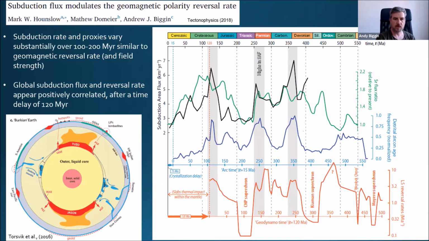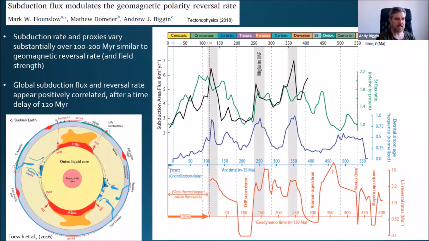So that's the thermal transit time. Then we do have to first order an explanation for why the field should be varying on these sorts of timescales. And it's to do with, ultimately, plate tectonics and the supercontinent cycle governing the rate at which subducted material is entering the mantle.